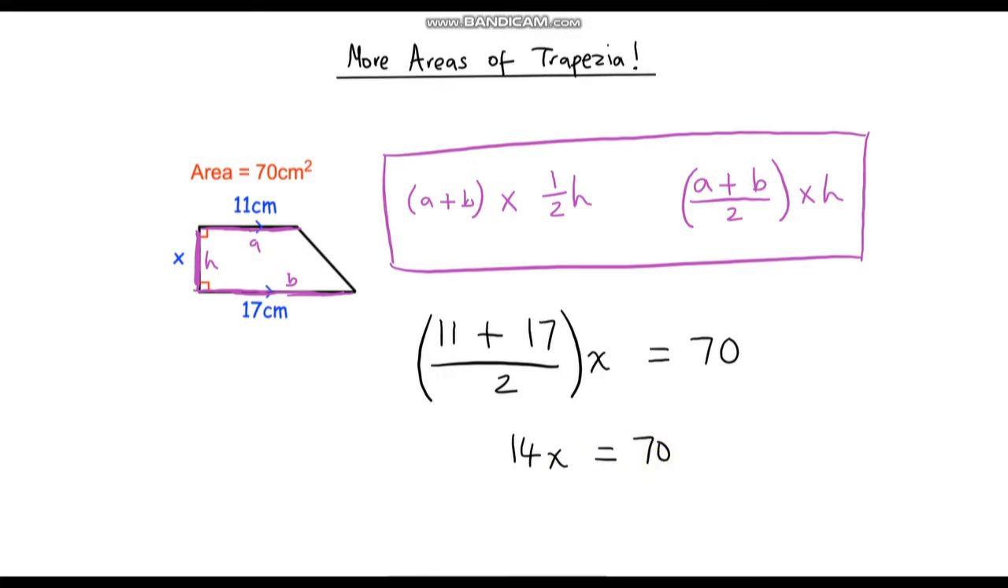So now we can just solve this equation. To get x on its own, I'm just going to divide both sides by 14. So I divide both sides by 14, and I get x is equal to 5. So our answer: x equals 5 centimetres.